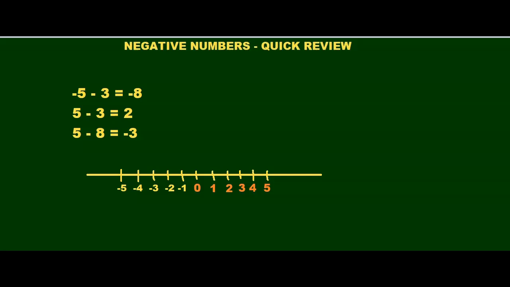If you have trouble visualizing the last example, let's show it on the number line. So we start with 5 there, and we're going backwards 8. So we jump 8 spots to the left. So 1, 2, 3, 4, 5, 6, 7, 8. And therefore, we get negative 3. So that's the end of today's quick review.